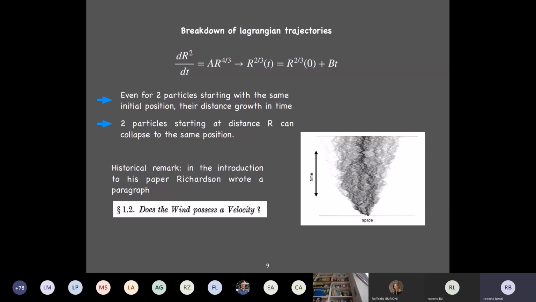An interesting historical remark about Richardson is that when he wrote this paper in 1926, in the introduction, he also wrote another paragraph with the title, Does the Wind Possess a Velocity? So he was very aware of the fact that this law was introducing a velocity field which was indeed rough. So in some sense, his intuition was correct concerning the peculiar features of turbulent diffusions in a system.